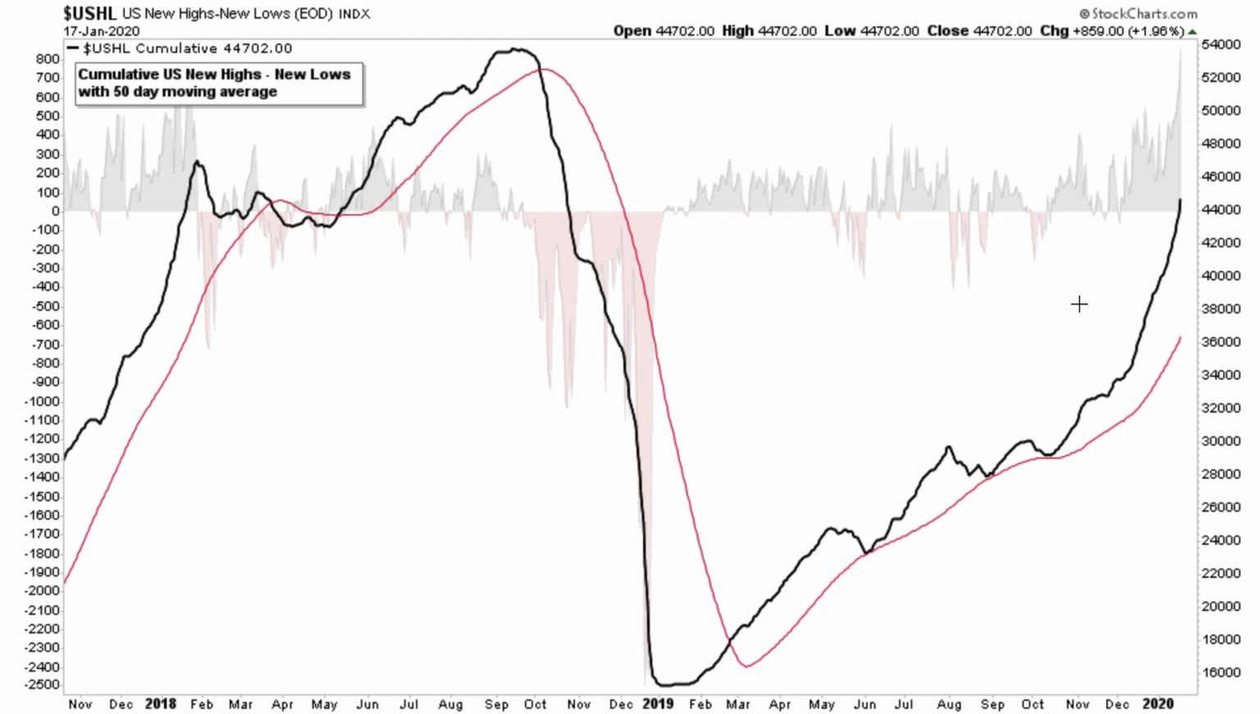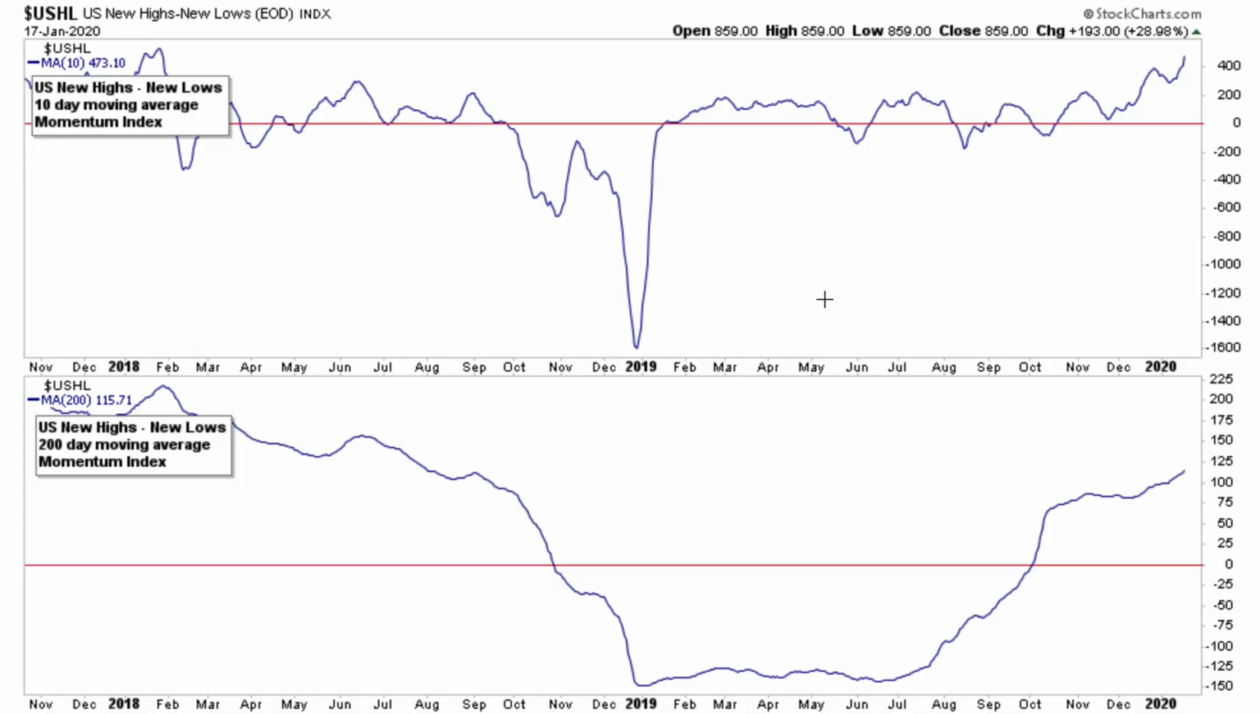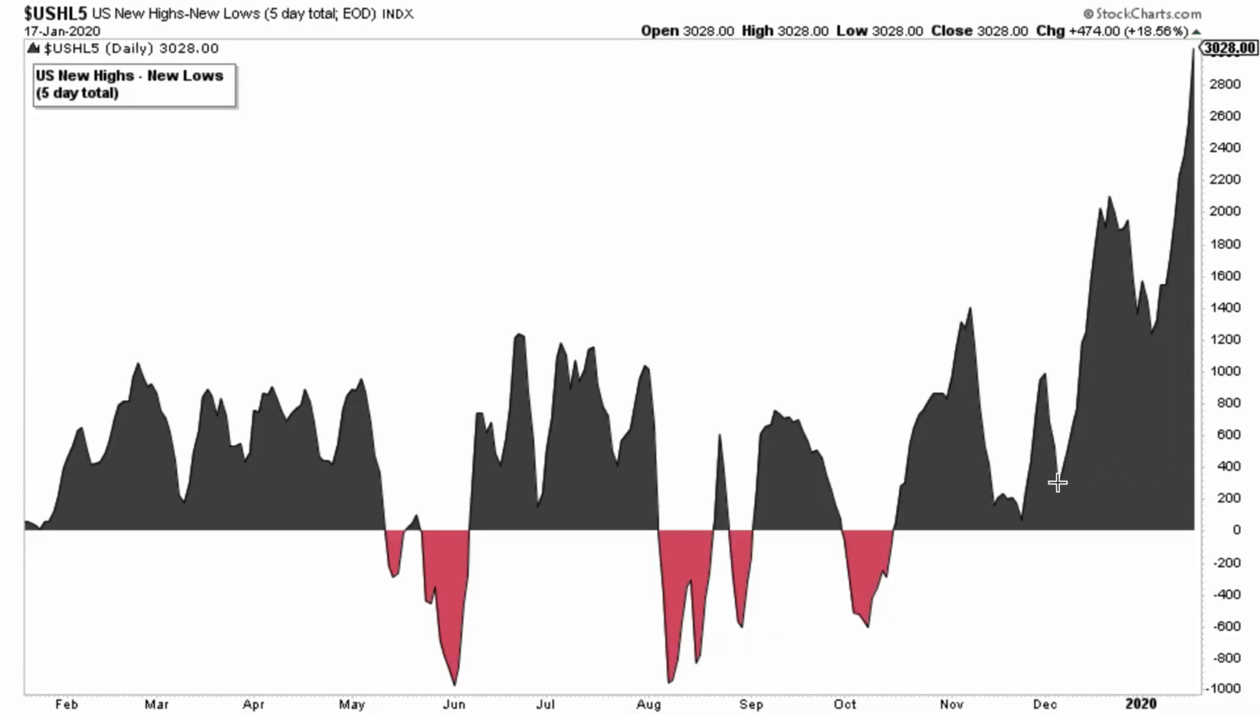This is the cumulative result of those charts. The black line is the cumulative line, and the red line is the 50-day moving average of that cumulative line. And behind we have the daily new highs and new lows. This is the momentum oscillators of both. So this is the 10-day at the top, and this is the 200-day at the bottom. And this is the 5-day total of the new highs minus the new lows.